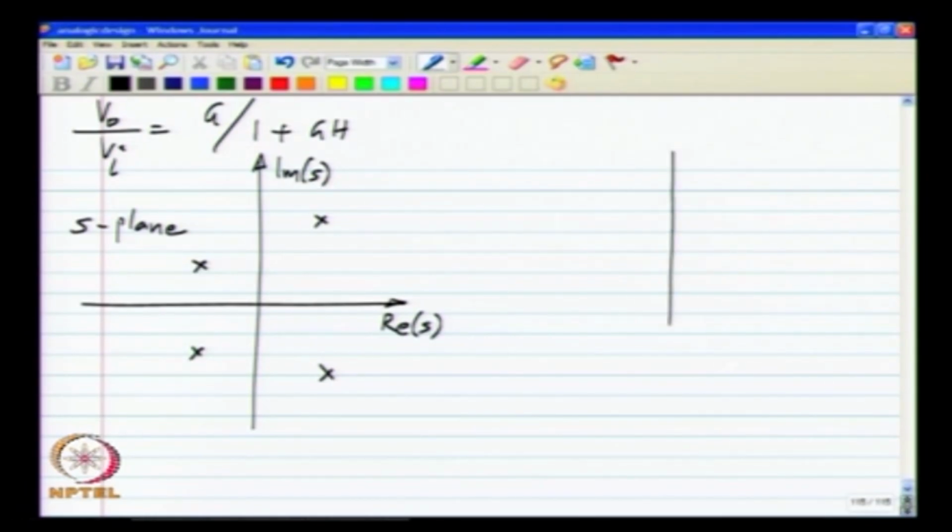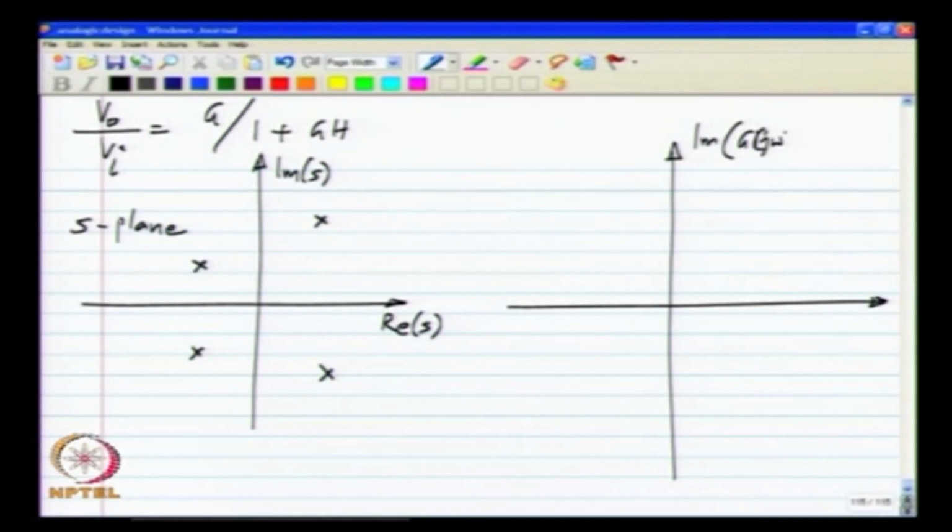So, instead of this we go to a plot of imaginary part of G of J omega versus real part of G of J omega. Okay. And we will also mark the critical point minus 1 0, and essentially what is done is that this G of S H of S is evaluated along the imaginary axis. Okay.